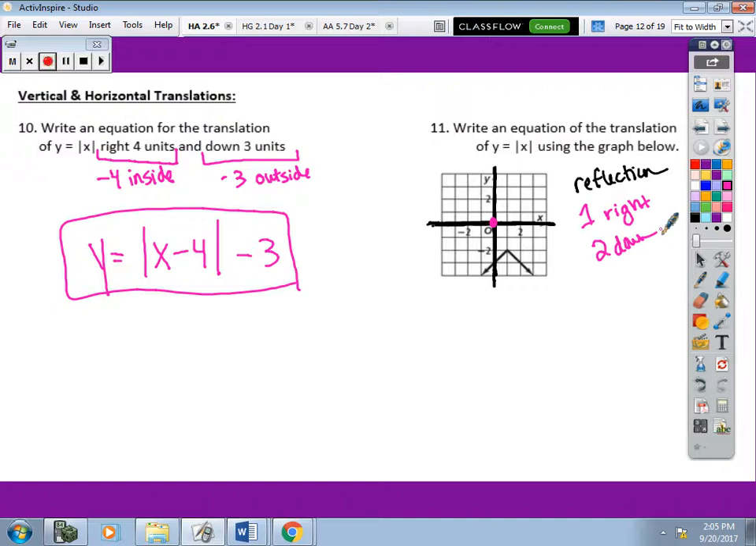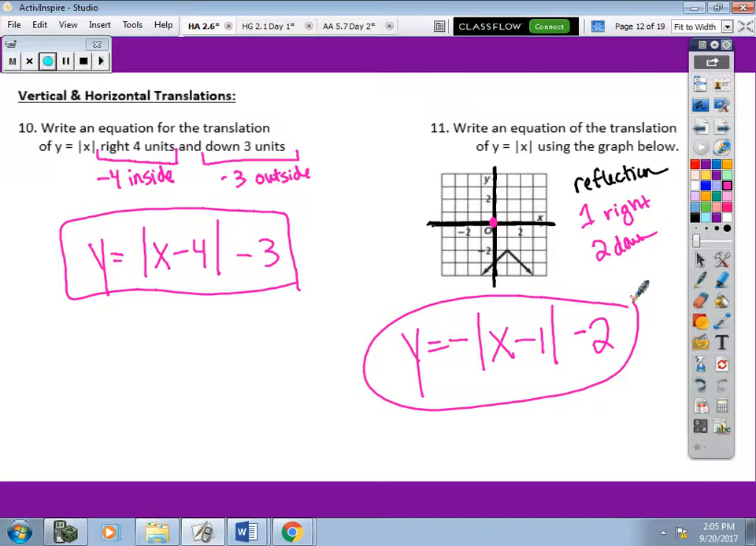Now just make sure you put those in your formula properly, and also make sure you take into account the reflection. So this would be negative absolute value of x, is it minus 1 or plus 1? Right, minus 1. And then 2 down would be minus 2 outside. Okay.